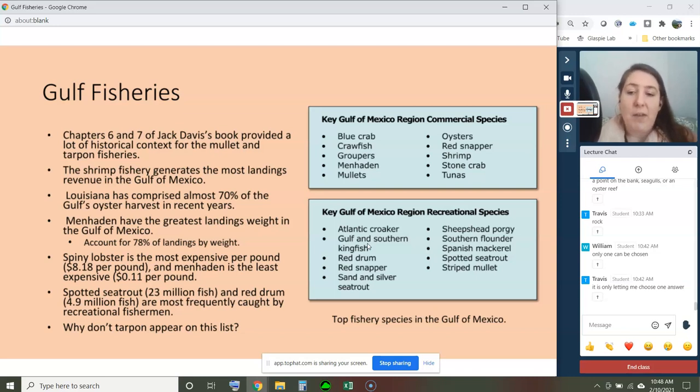Menhaden have the greatest landings weight in the Gulf of Mexico. They account for 78% of landings by weight. We'll talk about menhaden when we talk about estuarine productivity. They are a very important fish.